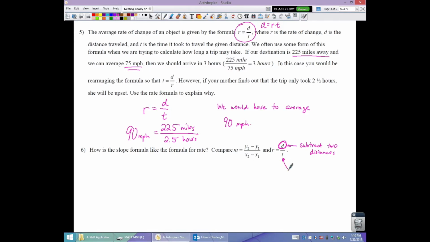And how long did something take? Well, you would subtract 2 times. What time did you start? What time did you end? And that's how you would arrive at the total travel time. So if you thought of time as your x value and distance as your y value, you are just doing this slope formula. You subtract the 2 distances, divide by the difference of the 2 times.